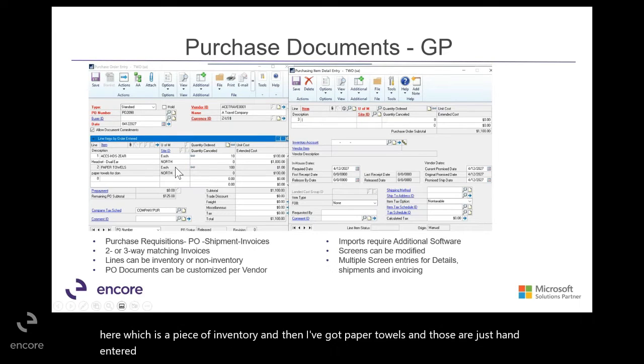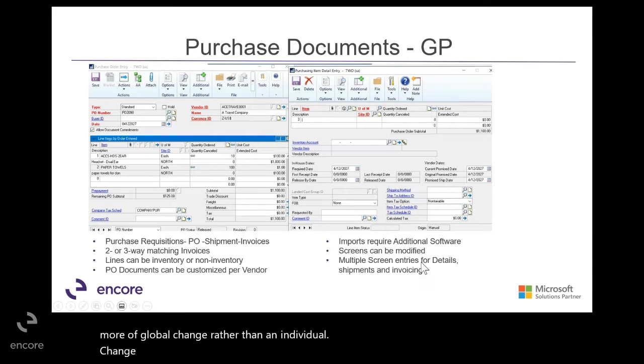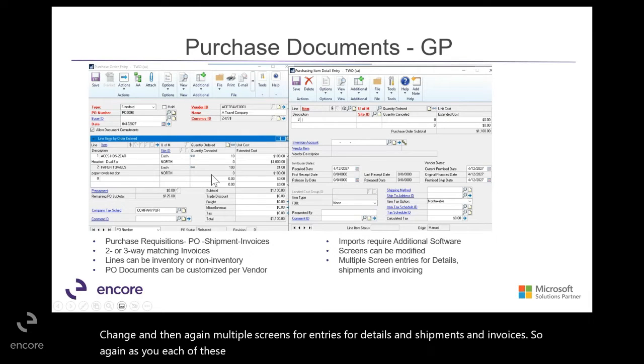Imports, again, need additional software, that same comment about Smart Connect. Screens can be modified. Again, you need some IT support in order to do that, and it is done as more of a global change rather than an individual change. And then again, multiple screens for entries for details and shipments and invoices. As you add a new item, as you see on the right, you would enter your information there.